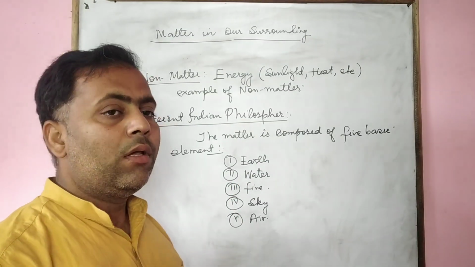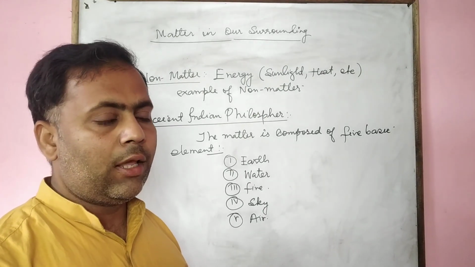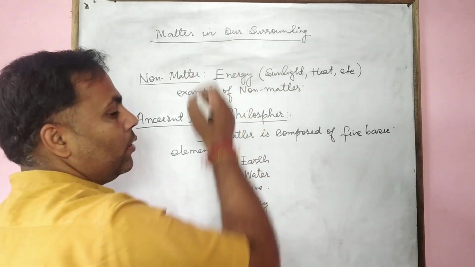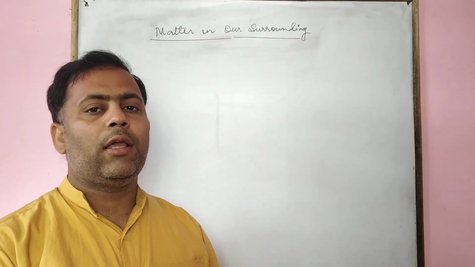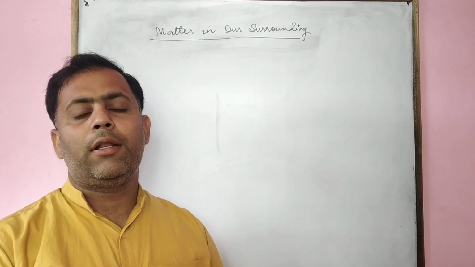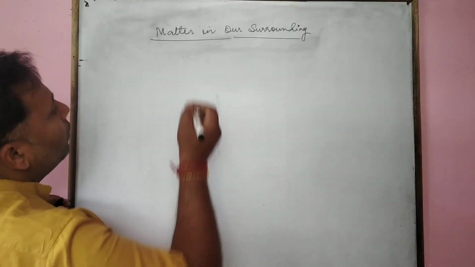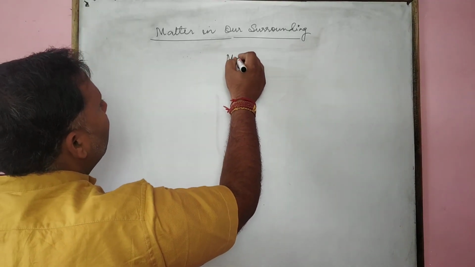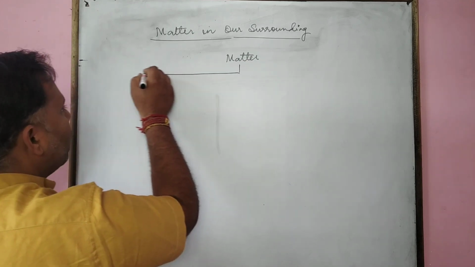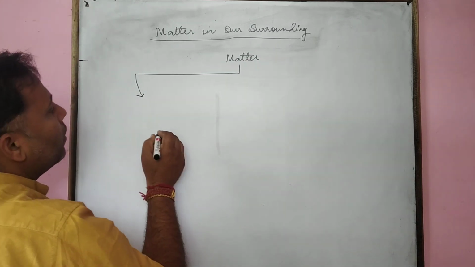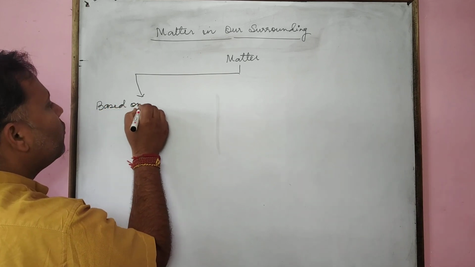But we classify the matter based on their physical and chemical property. Clear? Based on the physical and chemical property, matter is categorized. Let us see how it is categorized. Matter. First one, based on physical property.